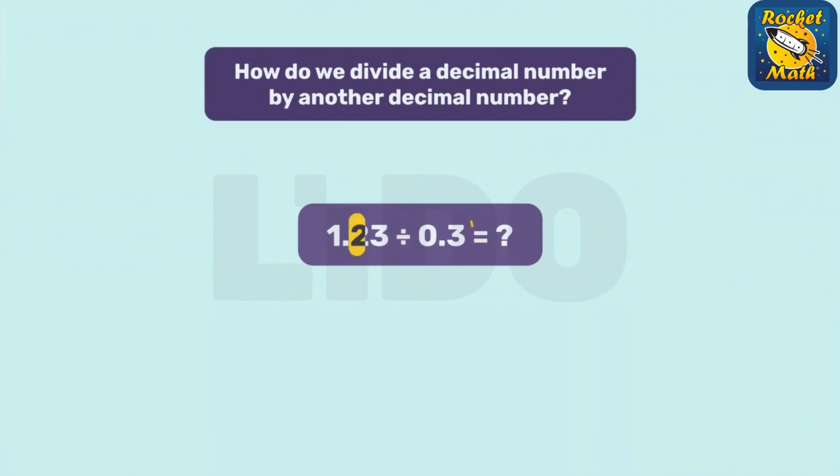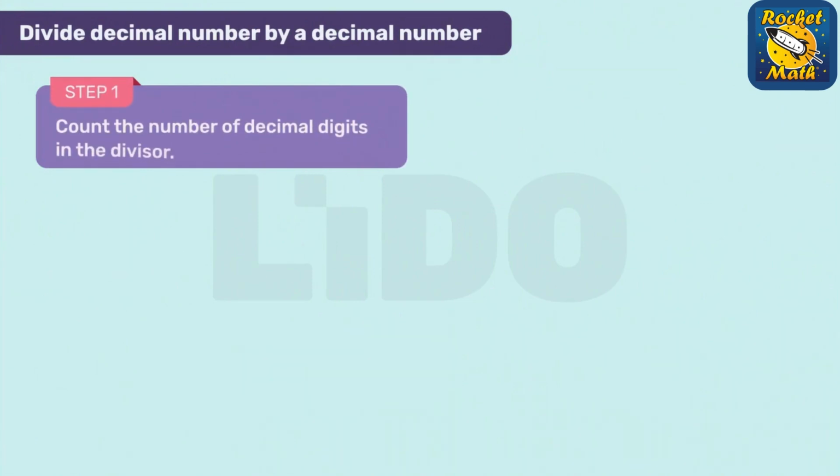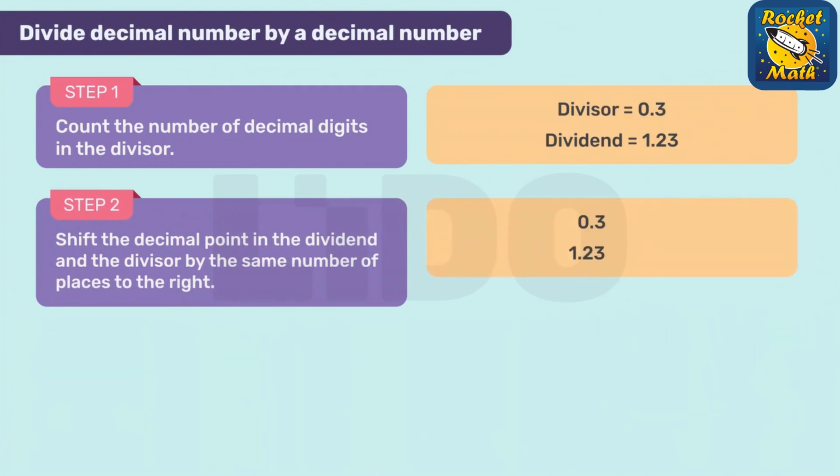In this case, both the dividend and the divisor are decimal numbers. The first step is to count the number of decimal digits in the divisor. Here, the divisor is 0.3 and it has one decimal digit. The next step is to move the decimal point in the dividend and the divisor by the same number of places to the right. So, in the number 0.3, by shifting the decimal point by one place to the right, we get 3. While doing so, we must also shift the decimal point of the dividend to the right by the same number of places, and so we get the dividend as 12.3.